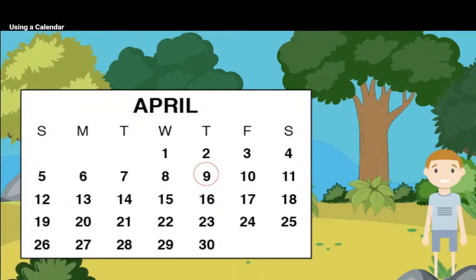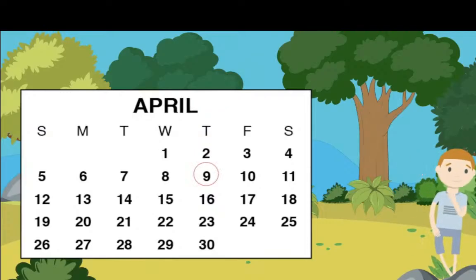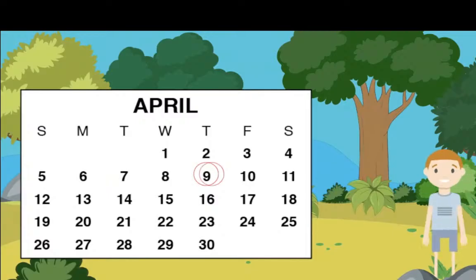It's a Thursday, right? Yeah, good job. Awesome. April 9th is on a Thursday. We look up above the 9 on the calendar to find the day of the week. What day comes after April 9th? Yes, April 10th comes after April 9th. April 10th is the next day on the calendar.